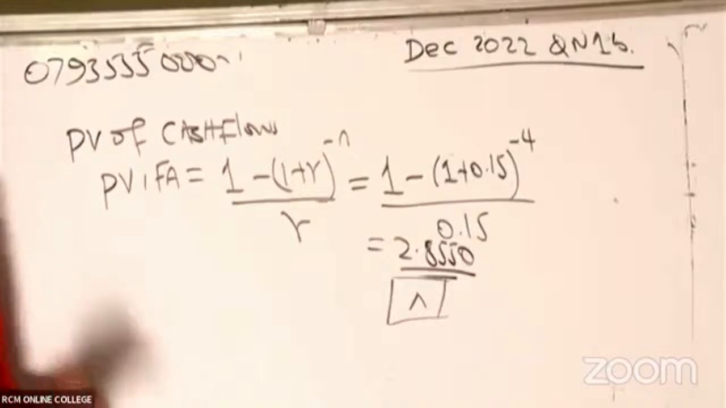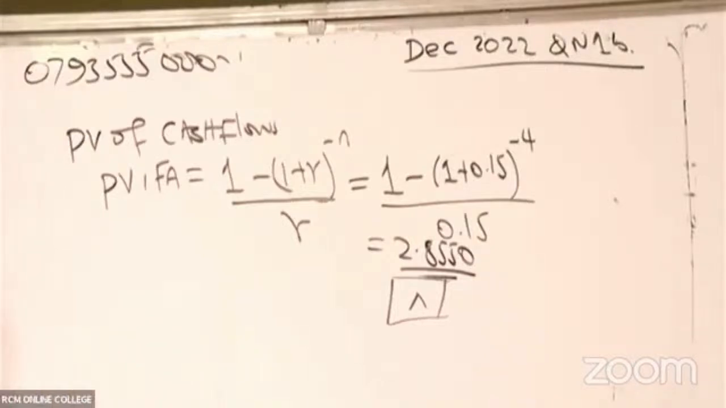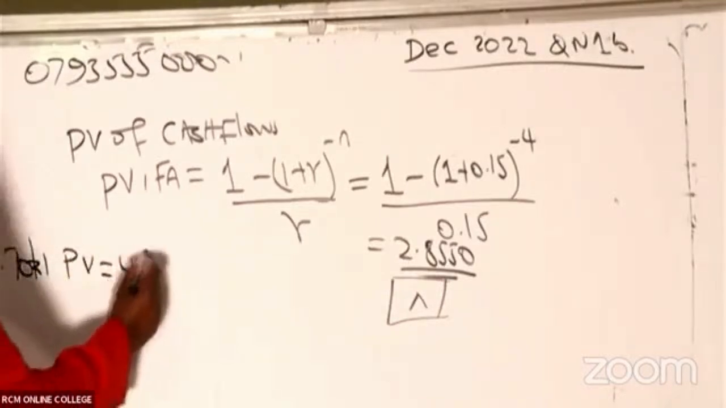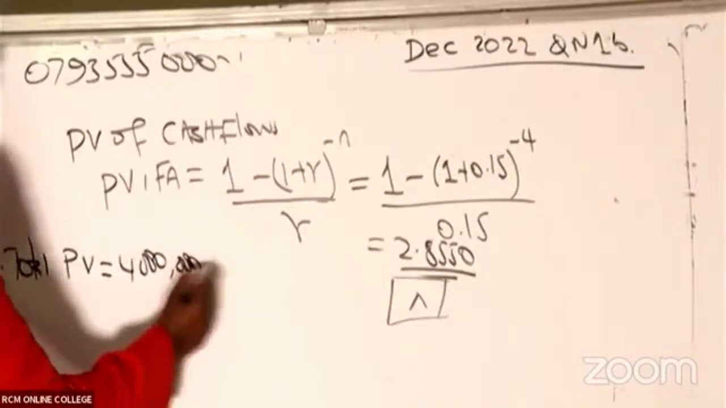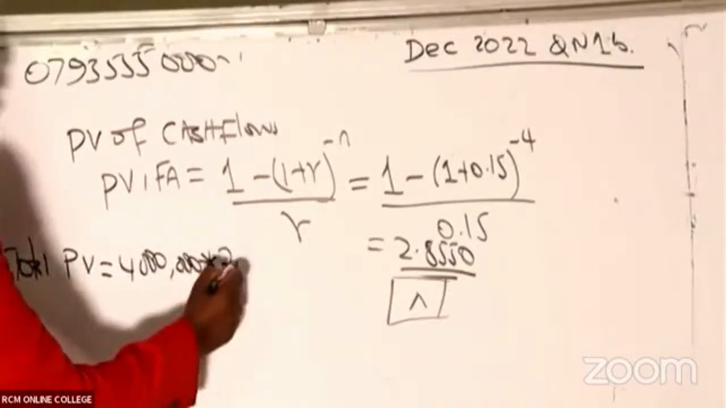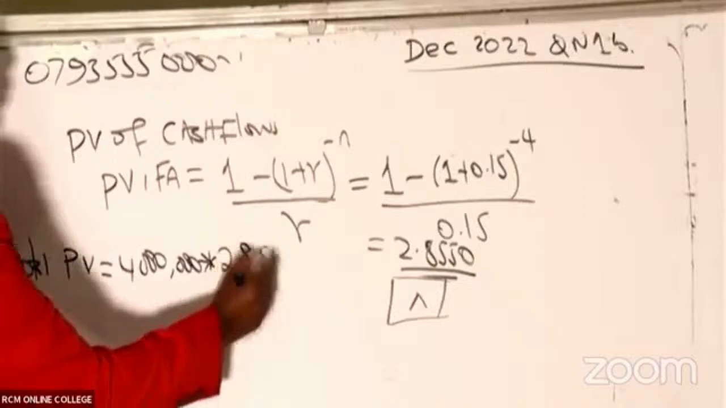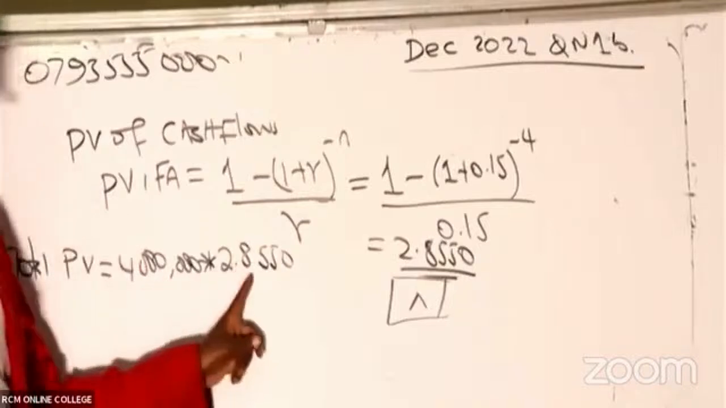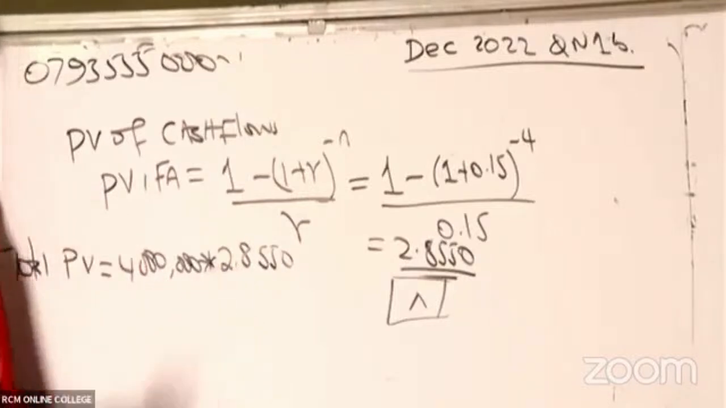2.8550 is the correct position. Now, ladies and gentlemen, in this case we have our total present value. Therefore, our total present value will be the 4 million this guy will be getting every year times our PVFA, which is 2.8550. Don't use the figure that is in your calculator, because you have rounded off to 4 decimal places. Please take 4 million times this figure to give me the answer.